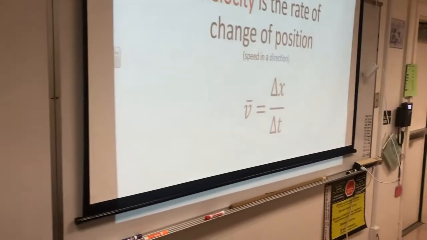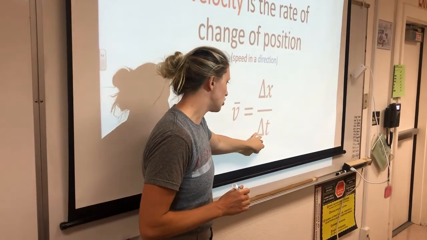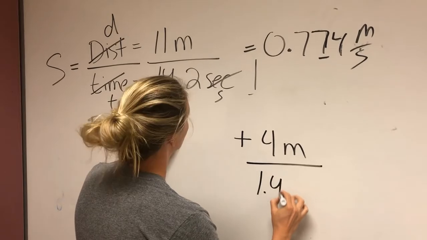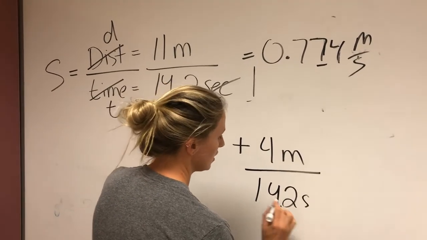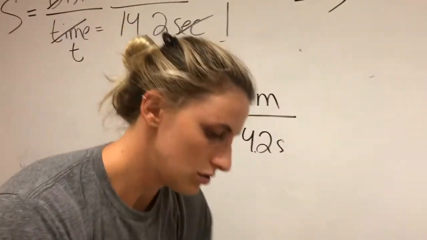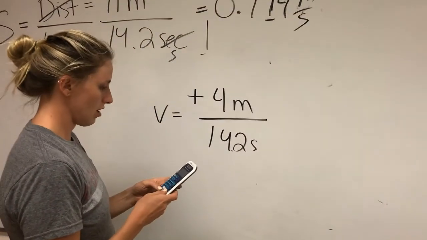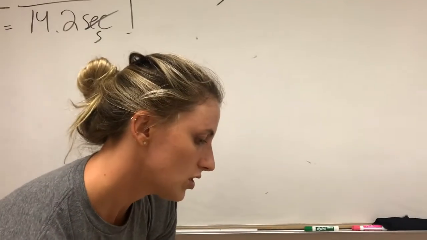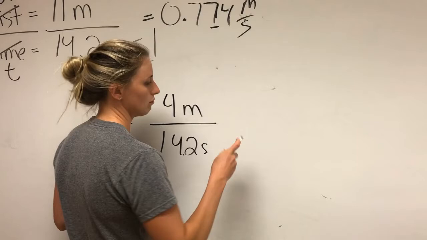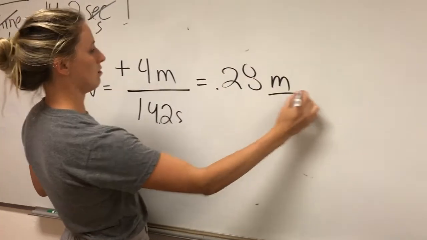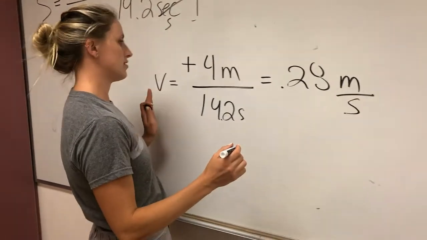Now as I go back over here, I wanted to divide it by the change in time. So it took me 14.2 seconds. So I divide it by 14.2 seconds. And this is going to get me velocity. When I plug this into my calculator, I get 4 divided by 14.2, and I get 0.28 meters divided by seconds. This is the velocity.